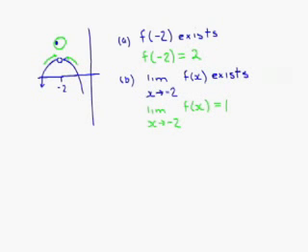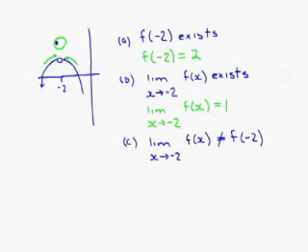The third condition is that the limit as x approaches a of f of x must be equal to the f of a. Well, in this particular case, the limit as x approaches -2 of f of x is not equal to the f of -2.